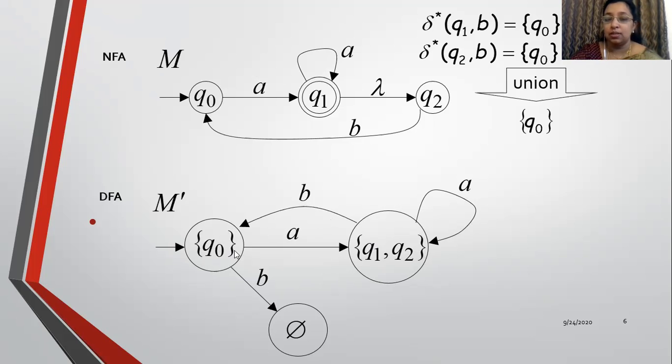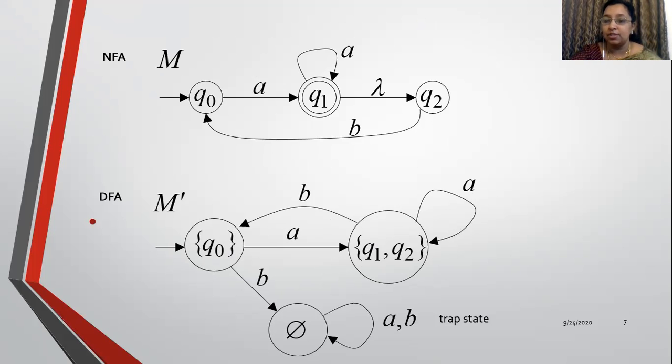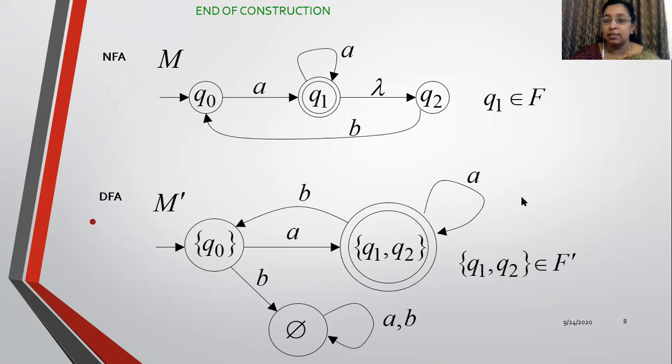Now, I haven't found any further transitions, so there are no more transitions. The trap state is also there. Now you have to check which is the final state. The final state of the NFA is Q1. All the DFA states which have Q1 in the set will act as final states. Here Q0 alone is there, but here you have Q1 and Q2, where Q1 is the final state of the NFA. Suppose I have {Q0, Q1}, that acts as another final state of the DFA. So here {Q1, Q2} is the final state.